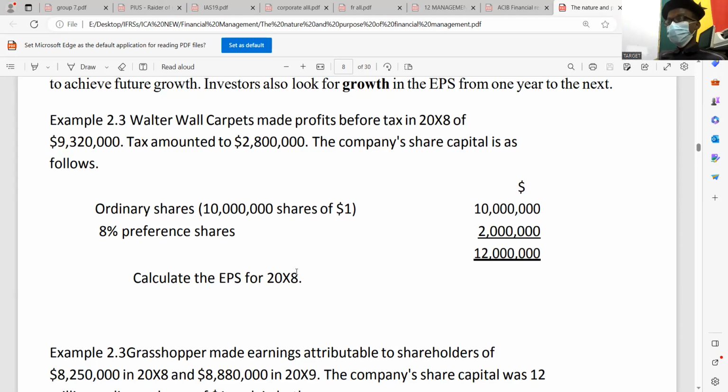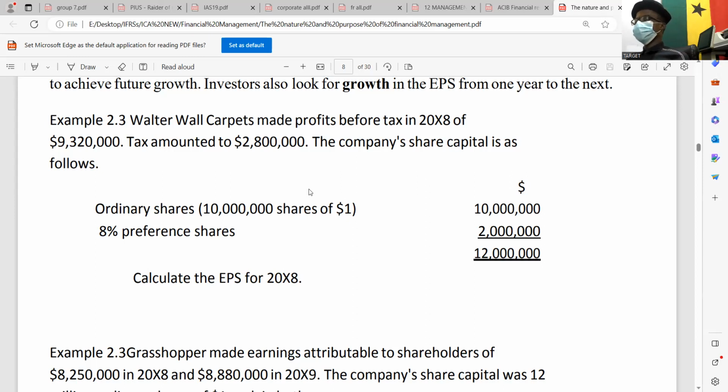Tax amounted to $2.8 million. The company's share capital is as follows. Ordinary shares: it has 10 million ordinary shares at $1, which gives us a share capital of 10,000 in ordinary shares. Then 8% preference shares, which probably gives us 2 million. Calculate the earnings per share for 2018.